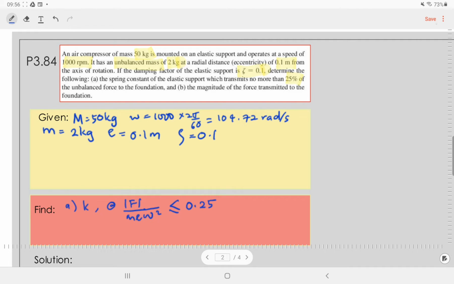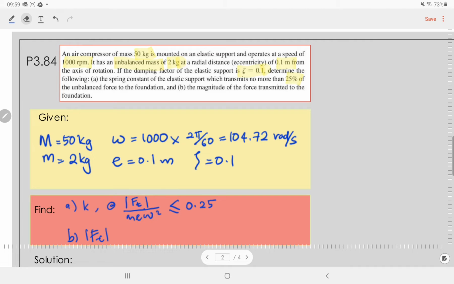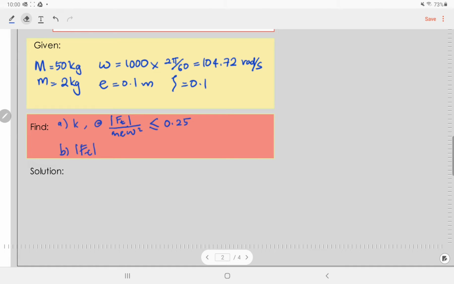And so basically what we want to find here, we have to find the A, which is the spring constant K under that condition, and B is basically you want to find the magnitude of the force transmitted, or the FT. Okay, let us move on to the solution. So once you look at the problem, you can see that the question addressed the unbalanced mass. So you know that you have to refer to equation 3.84.